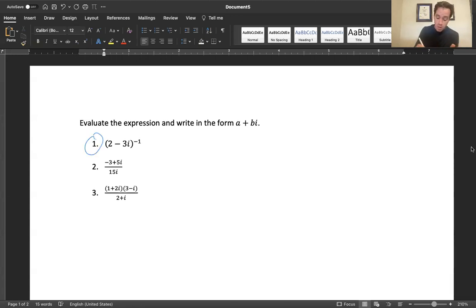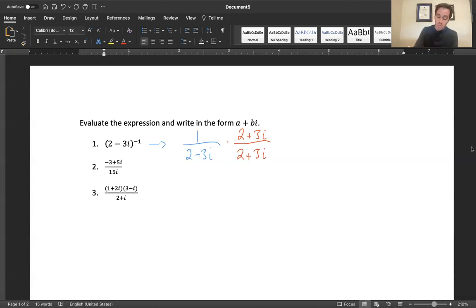For the first one right here, numero uno. First, I'm going to turn this into 1 over 2 minus 3i, because that's what the negative 1 power means. In order to evaluate this, I need to multiply by 2 plus 3i on the top and bottom, because if I don't do that, the division is going to be impossible to evaluate. Remember, conjugates, right? I need to multiply by the conjugate of the bottom.